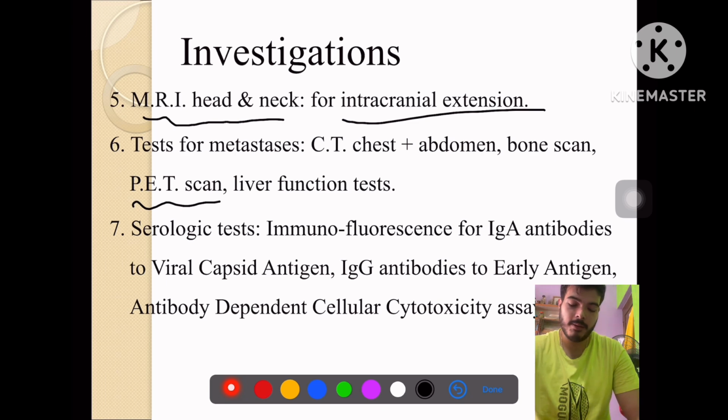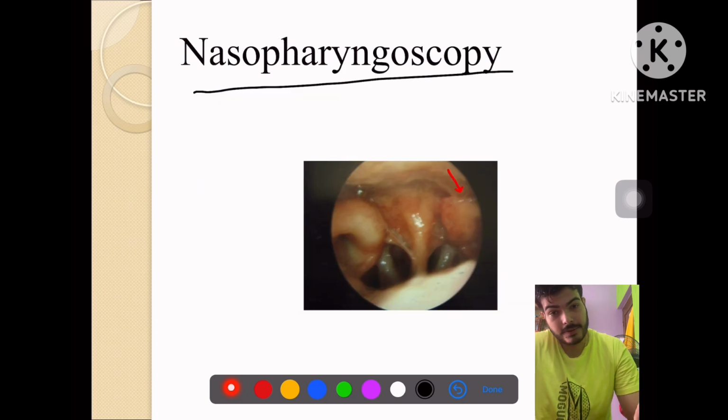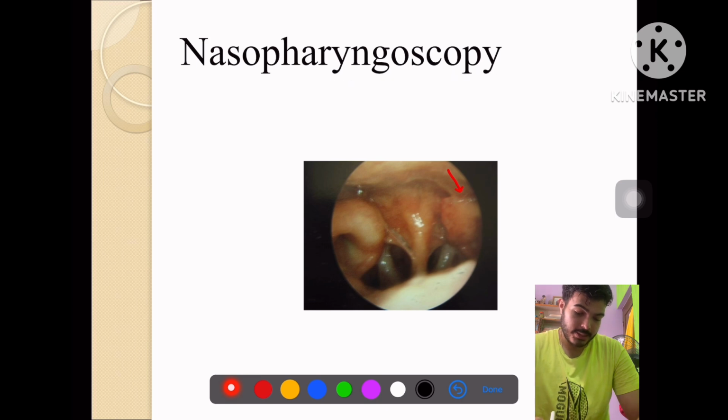Serological markers, of course you have to check for serological markers against Epstein-Barr virus. So immunofluorescence for IgA antibodies to viral capsid antigen, IgG antibodies to early antigen, and antibody dependent cellular cytotoxicity assay. For nasopharyngoscopy, you can go for direct or indirect, usually prefer direct. Now you can see the different diagrams. There's a CT scan. We just go through the CT scan and the PET scan.